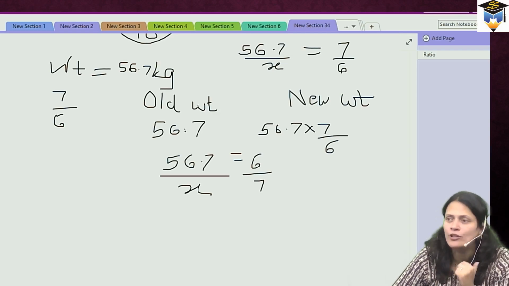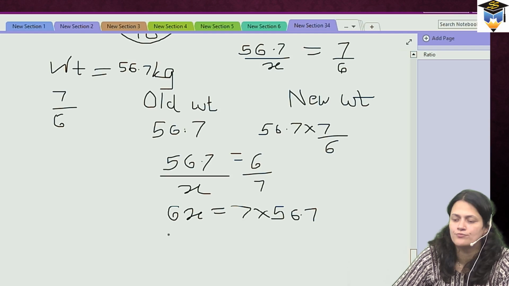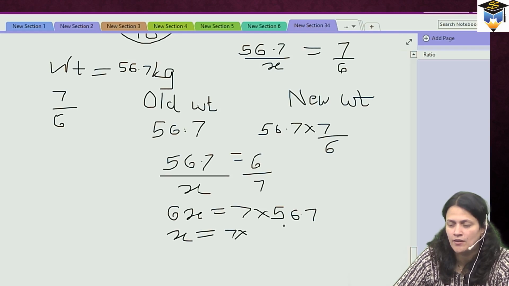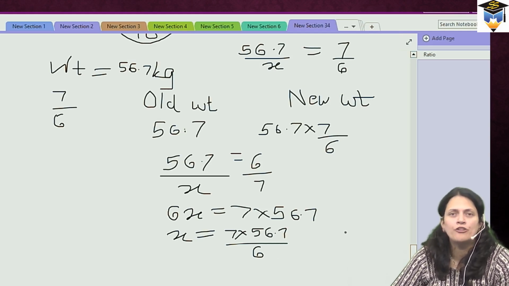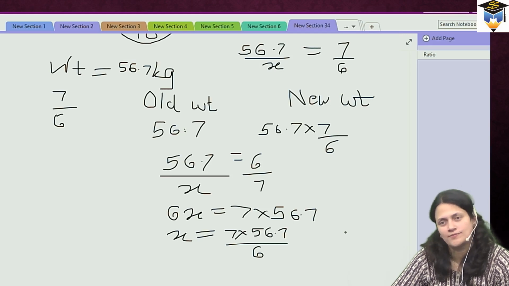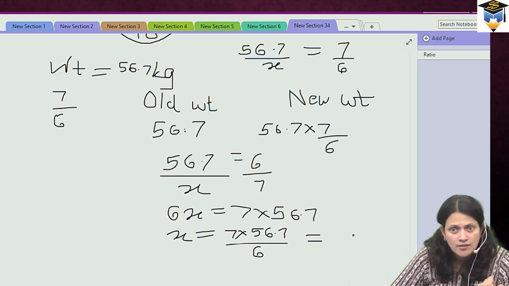So now if I want to find out the value of x, what will be my answer? Cross multiply. Find out the value. So this is 3969 upon 3969. No, I did not get it. See, this is going to be the answer now. Calculate this on the calculator: 7 into 56.7 upon 6.